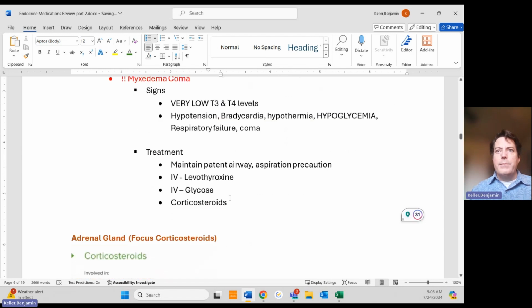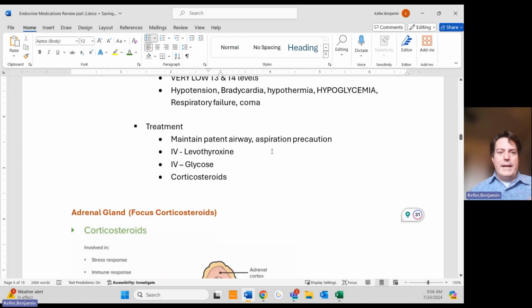Its main treatment is going to be, again, ABCs, right? We're going to maintain that patent airway, with aspiration precautions, so that's airway and breathing. We're going to give them some levothyroxine IV, which is that synthetic thyroid hormone, to bump that up. We're going to give them some IV glucose to get their blood sugar back up. And we'll probably end up giving them some corticosteroids, which help the body respond to stress. So that's hyper and hypothyroidism.